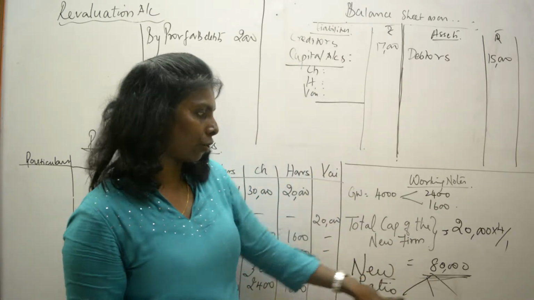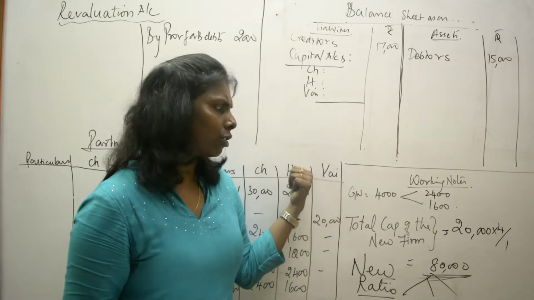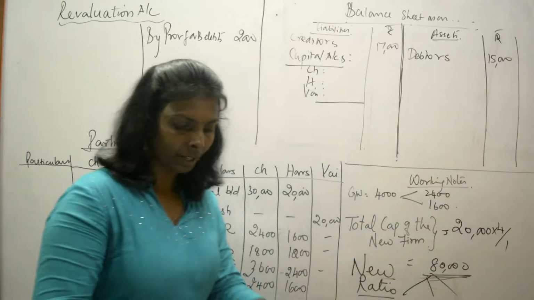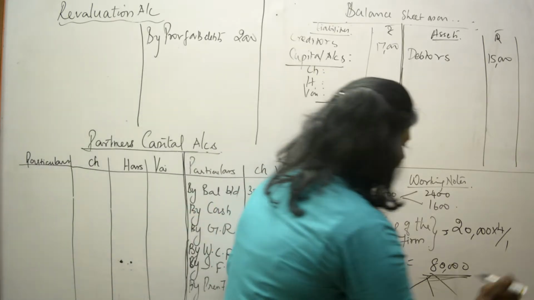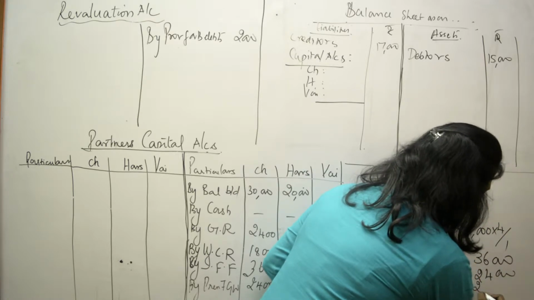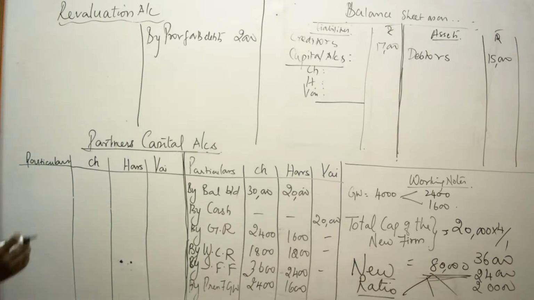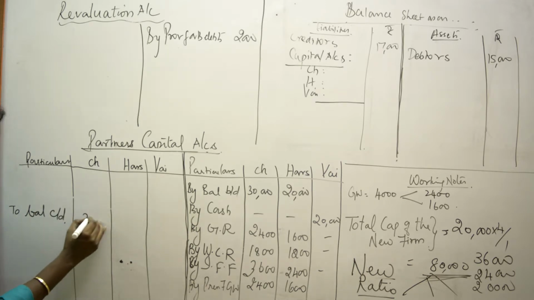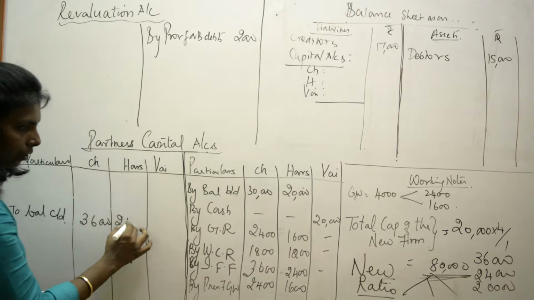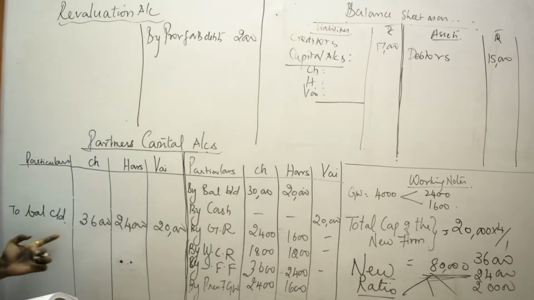So when I get the new ratio, I'll divide for Charu, Harsha and Vaishu. If you divide for Vaishu, obviously you'll get 20,000 as Vaishu's share. When I do that, I'm getting 36,000 for Charu, 24,000 for Harsha and 20,000 for Vaishu, which I'm going to fill in my capital account. So the balance carried down will be 36,000, 24,000 and 20,000. This becomes the closing capital.